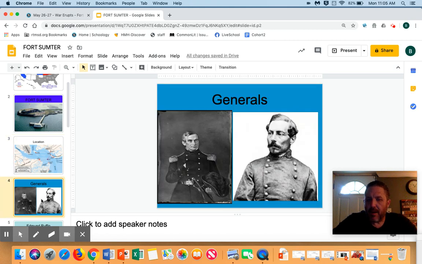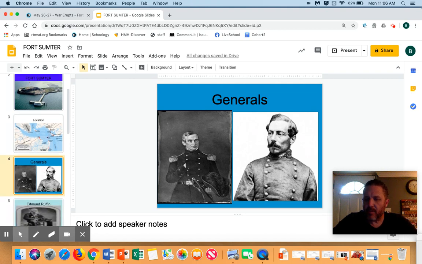Two generals were involved. We have the Union General Robert Anderson on the left. He is inside Fort Sumter protecting the fort. And we have P.G.T. Beauregard, the Confederate general, who was about to open fire on Fort Sumter. A little known fact: Beauregard was Anderson's former student at West Point Military Academy. The two knew each other well. You're going to read primary source letters between the two moments before the war begins.